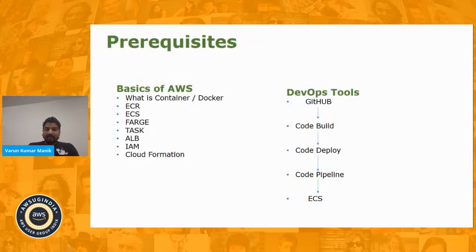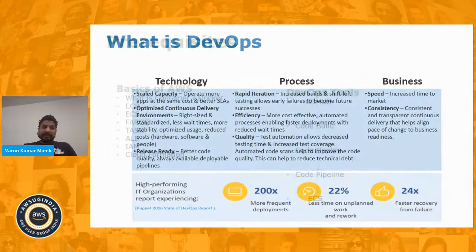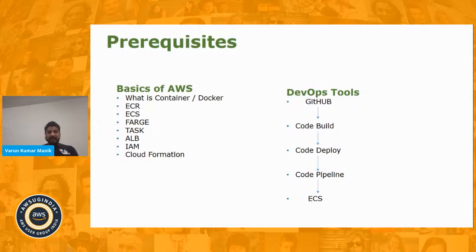So now I'm coming to the next section of our hands-on lab. For this, we have a prerequisite today. You have to know the basics of Docker. You should know what the Elastic Container Registry, the ECR, is, what the Elastic Container Service is, what Fargate means, what a task is, and ALB and IAM, as well as CloudFormation. These are the small pieces in the Amazon cloud. You should know about that, and I believe most of you are aware of this, right? And these are the DevOps tools.